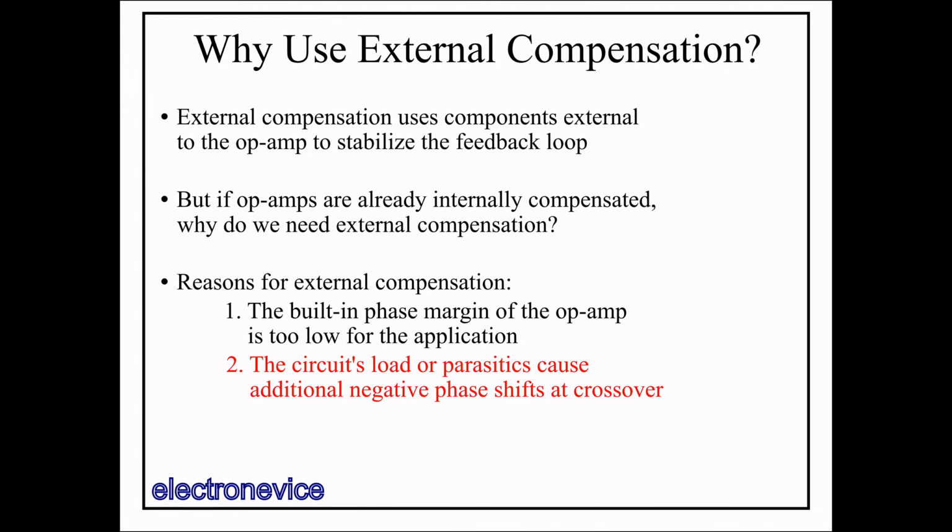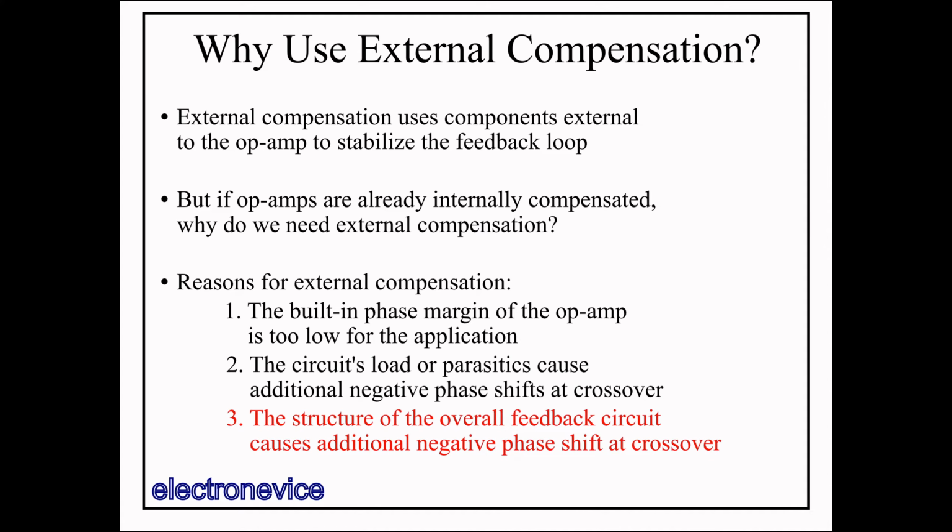2. The circuit's load or parasitic capacitance causes a reduction in phase at the loop gain's gain crossover, resulting in lower phase and gain margin or instability. And 3. The structure of the overall feedback circuit causes a reduction in phase at gain crossover. This happens when an op-amp is part of a larger feedback circuit that structurally has circuits with complicated transfer functions that add negative phase shifts to the loop gain of the overall feedback system, or when the op-amp is structurally not a flat band amplifier, like a differentiator or a filter. And so the feedback network beta itself applies negative phase shifts to the loop gain.